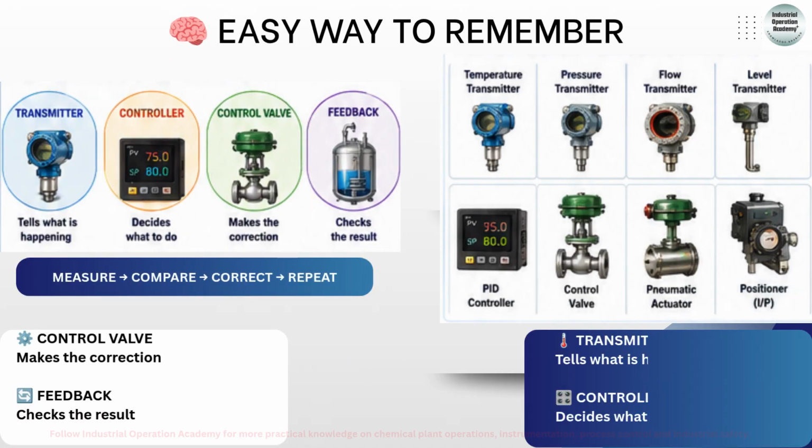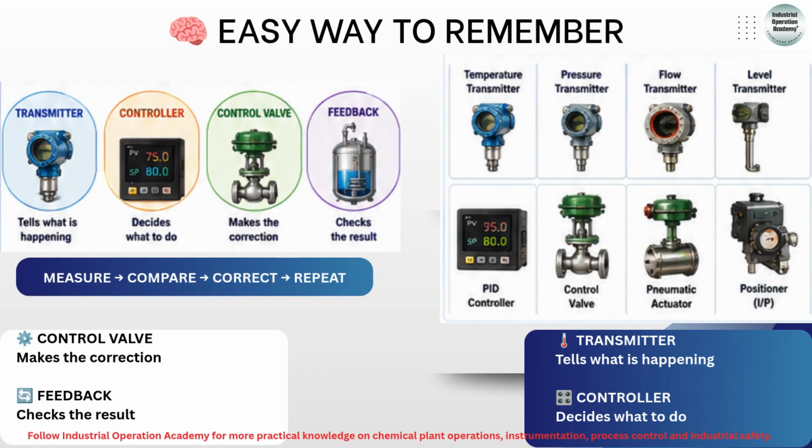The easiest way to remember a control loop is: the transmitter tells us what is happening, the controller decides what needs to be done, the control valve makes the correction, and feedback checks the result. Measure, compare, correct, and repeat. That is the basic idea behind automatic process control.